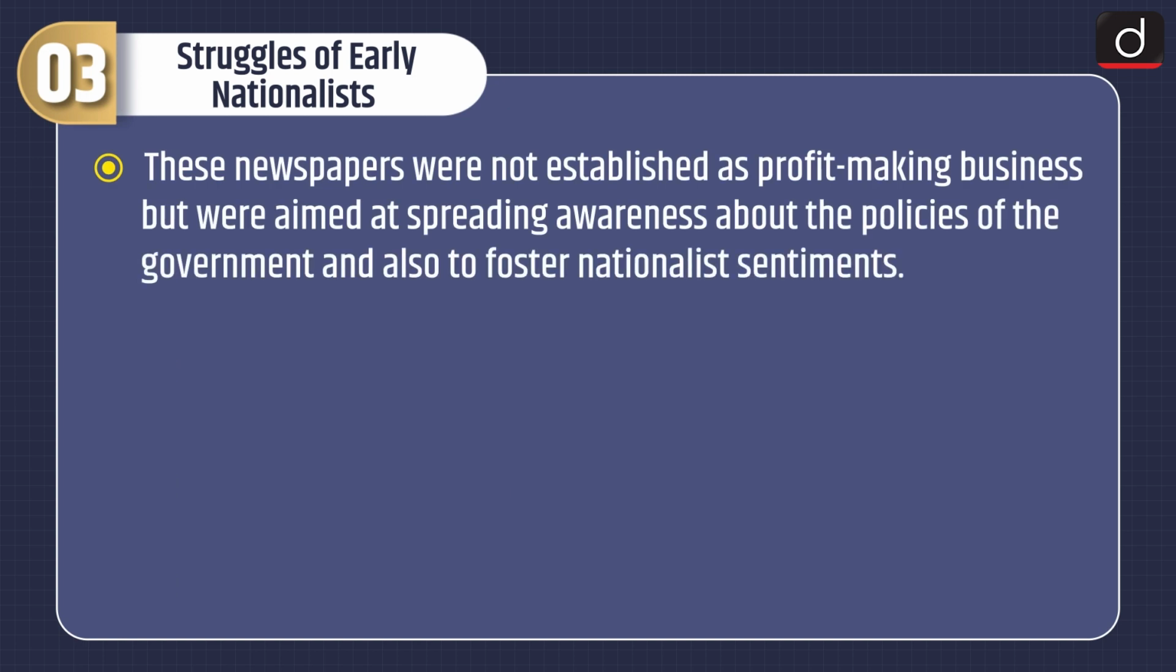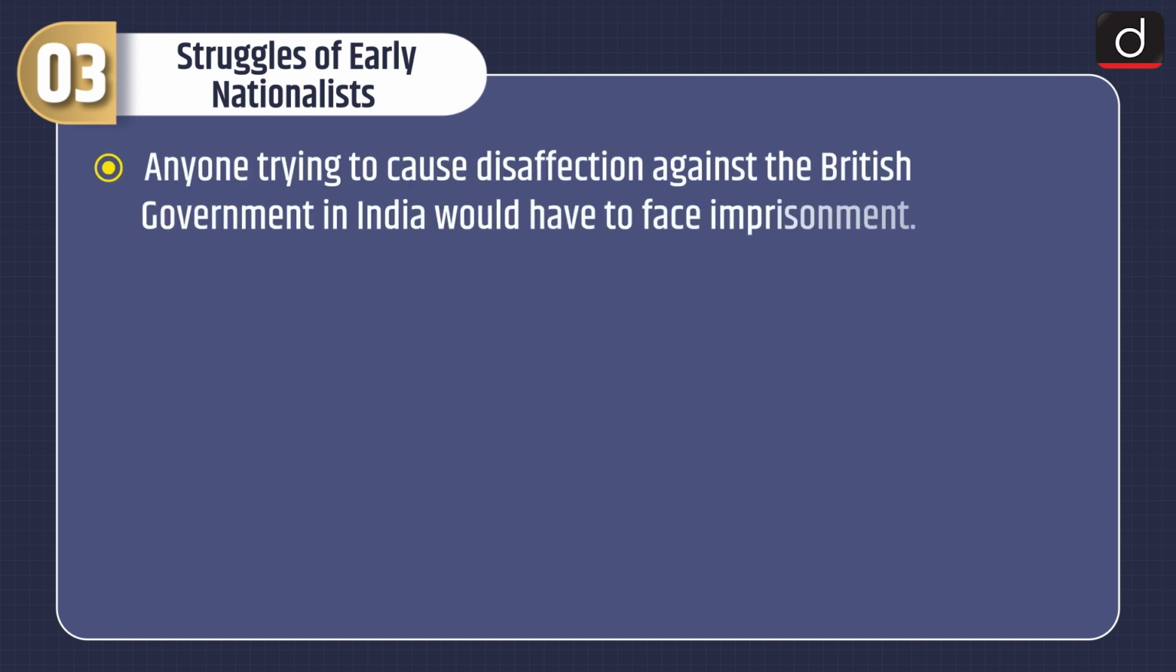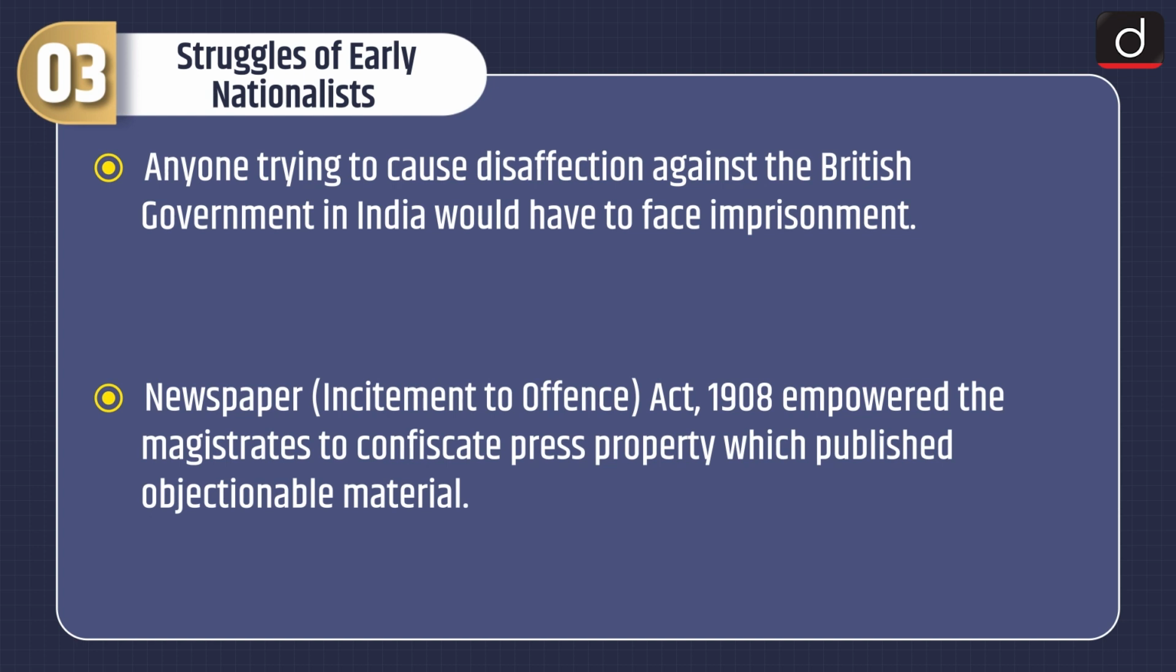These newspapers were not established as profit-making business but were aimed at spreading awareness about the policies of the government and also to foster nationalist sentiments. Since these newspapers had a wide reach, they stimulated a library movement. To restrict the flow of these anti-government sentiments by the nationalist journalists, stringent acts were enacted such as Section 124A of the Indian Penal Code. Anyone trying to cause disaffection against the British government in India would have to face imprisonment.